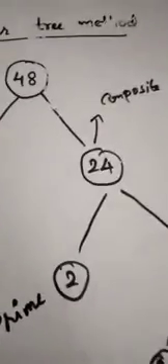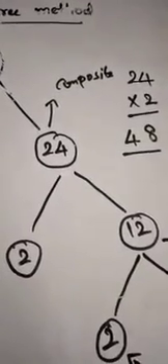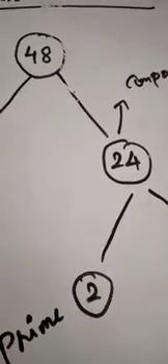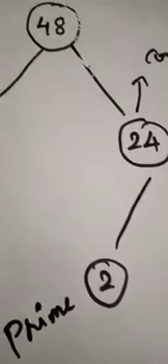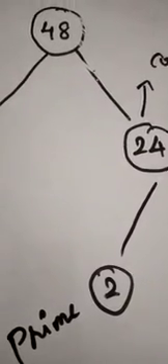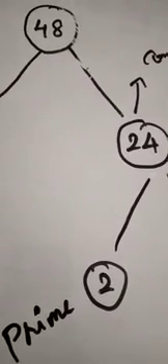Normally prime numbers will start from 2. You know the prime numbers. What are the examples I have given? 2, 3, 5, 7, 11, 13, 17, 19, 23, 29, 31, 37, 41, 43. So these are the prime numbers, and there are more prime numbers.